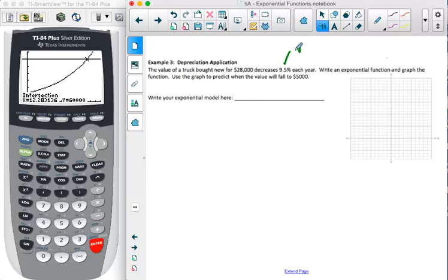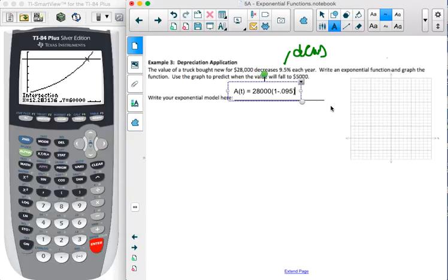So this is going to be decay. And we want to write our exponential model. So hopefully we can say by now the amount after some time has passed is the original value, 28,000, times 1 minus 9.5%. It's not 0.95, it's 0.095. That's really important to remember that. To the exponent of t. The reason I should use t is because I said the amount after some time, and I referred to time as a t in this original problem.